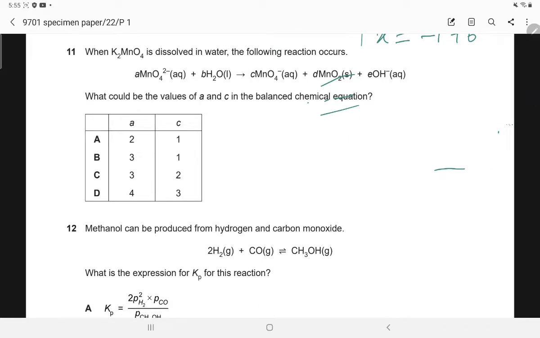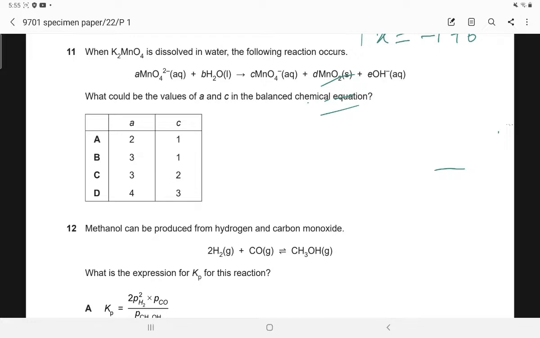When K2MnO4 is dissolved in water, the following reaction occurs: A MnO4 2- plus B H2O gives C MnO4 - plus D MnO2 plus E OH-. What could be the values of A and C in the balanced chemical reaction?